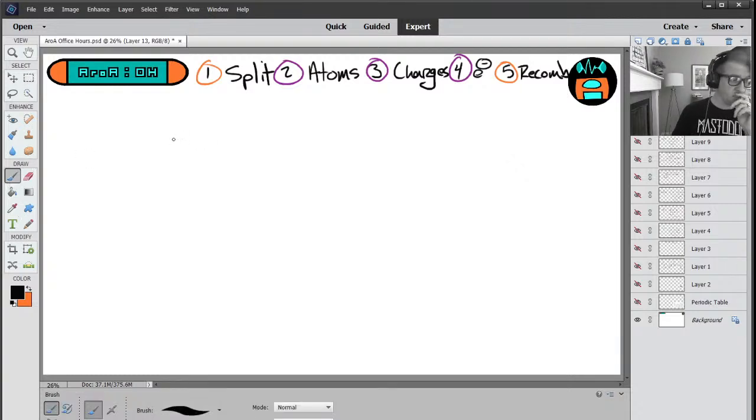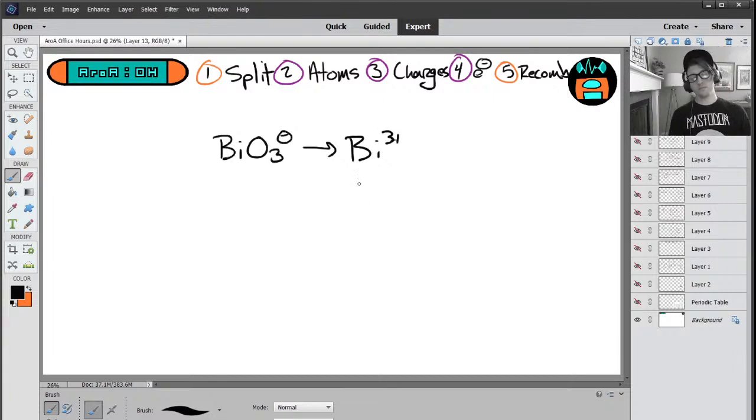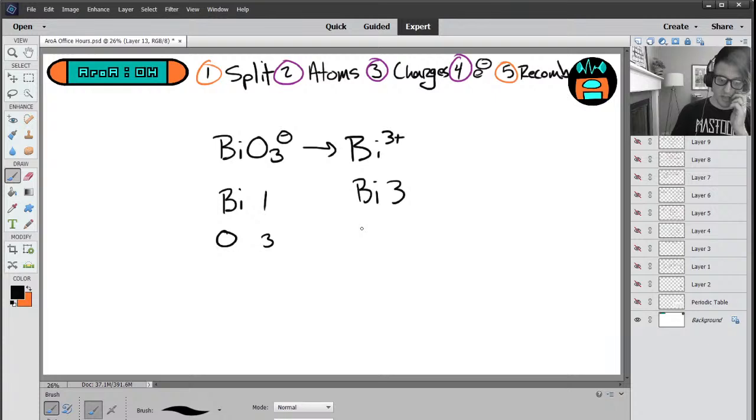BiO3 minus becoming just bismuth 3. Now, first we got to balance our atoms, all right? On our reactant side, we have bismuth and oxygen. On our product side, we have just bismuth. But we need oxygens if this thing's going to be balanced.